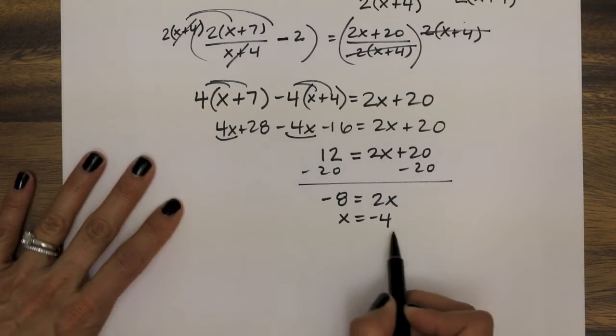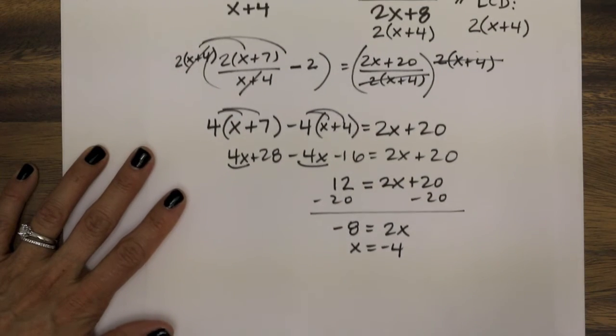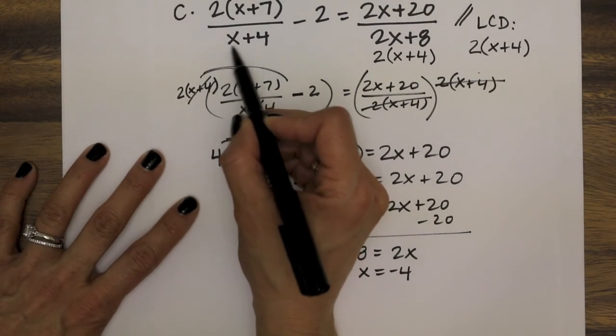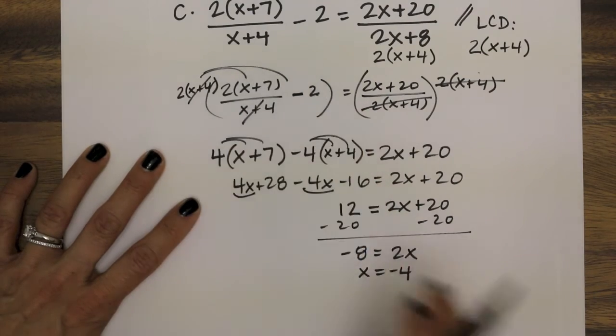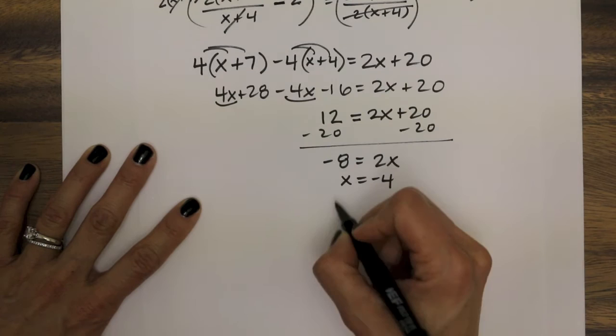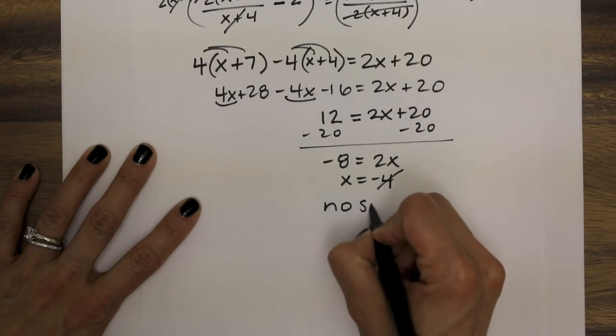Don't forget, once you get an answer, you want to double check it with the original problem to make sure it doesn't make a 0 in the denominator. And in this case, if we take negative 4 and plug it in right here, negative 4 plus 4 gives you 0, which can't happen in the denominator. So this is not going to be an answer, and it's just going to be no solution.